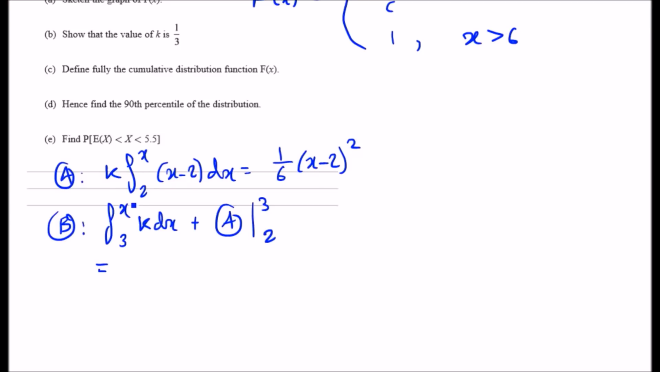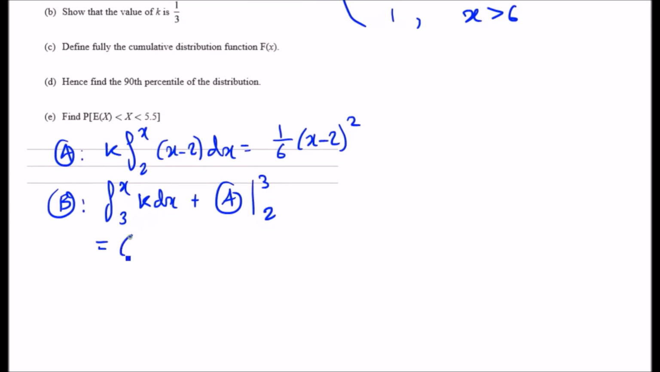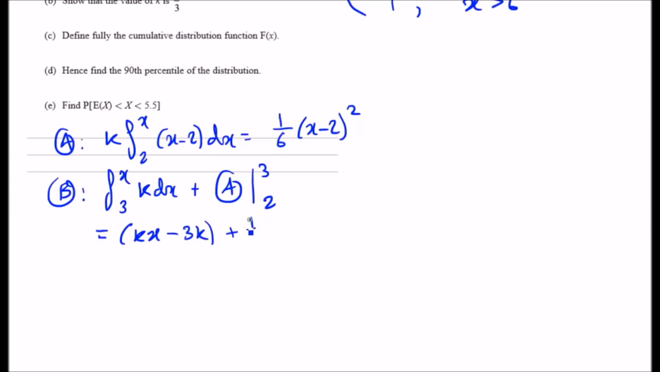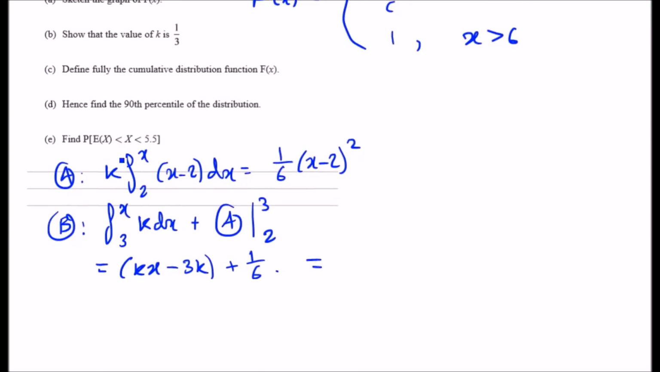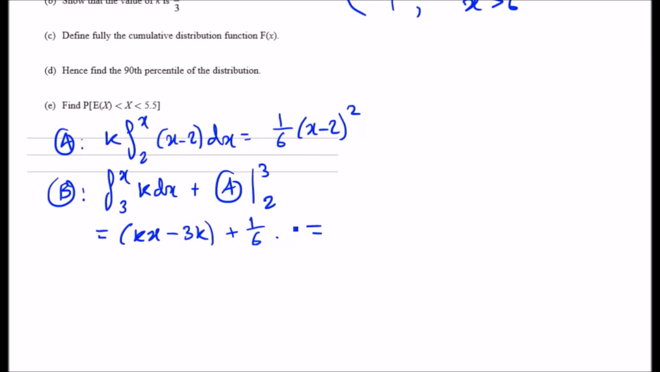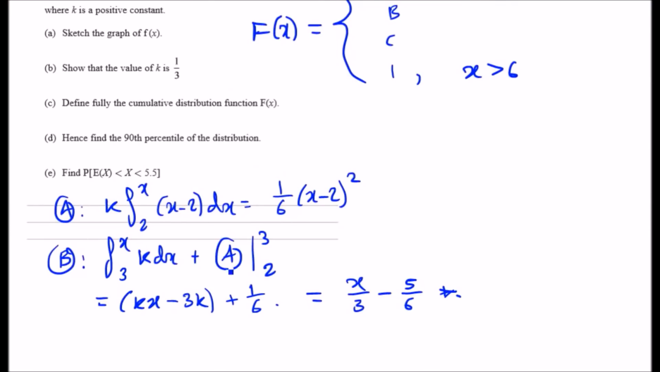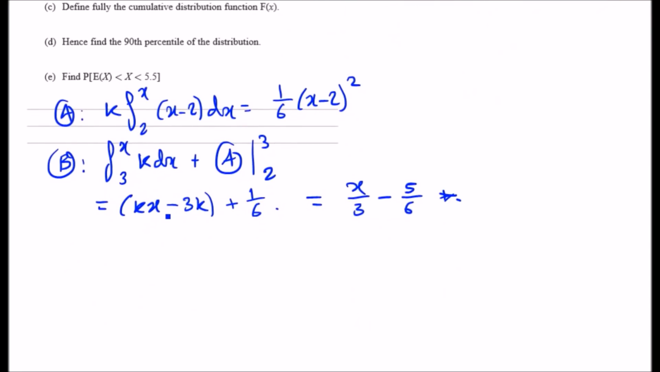Integrating k with respect to x, you should come up with a result like kx minus 3k. And then at this point, we just add the value of a. When you plug 3 and 2 into the a equation, you should get 1 over 6. Lastly, just tidying all this up and replacing k with its true value of 1/3, I do this because it's easier to work with k, you should get x over 3 minus 5 over 6. Remember, this question is only about showing you how to do it, not evaluating every integral, because, God, that is long.